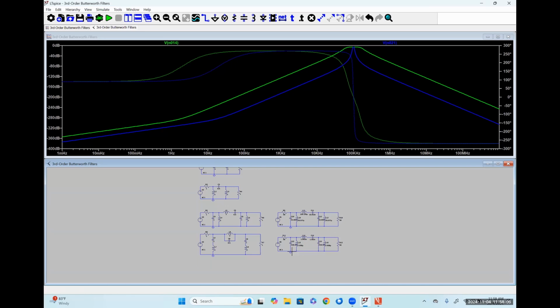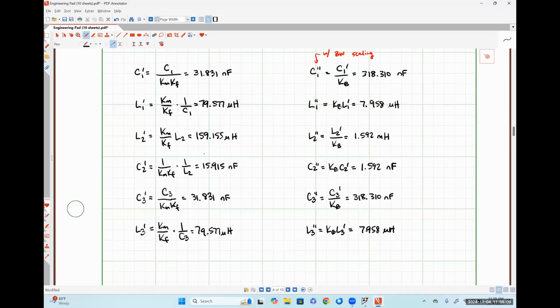So let's go back to the math here really quickly, right? So I have my value of L2 prime, which is 159.155 micro, and then I'm dividing that by 0.1, which is the same thing as multiplying it by 10. So 159.155 micro would become 1,591 micro, or 1.591 milli. Okay.